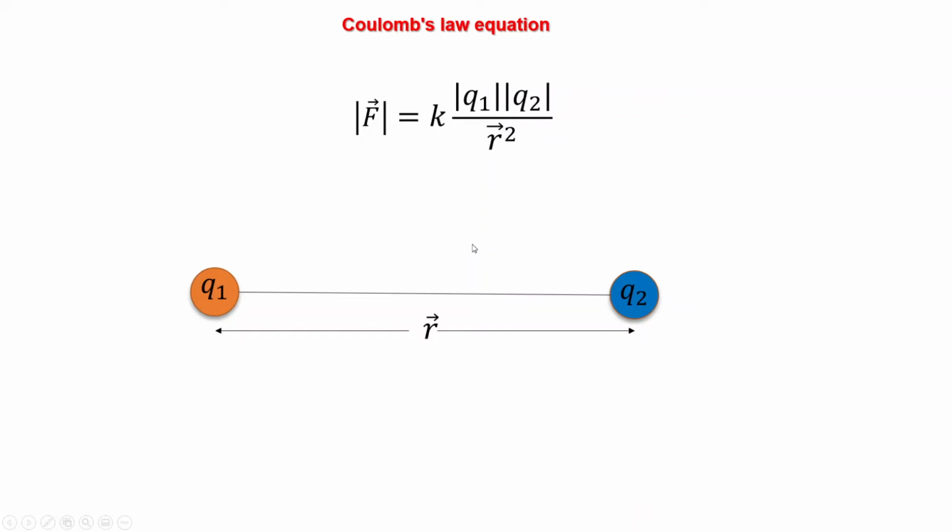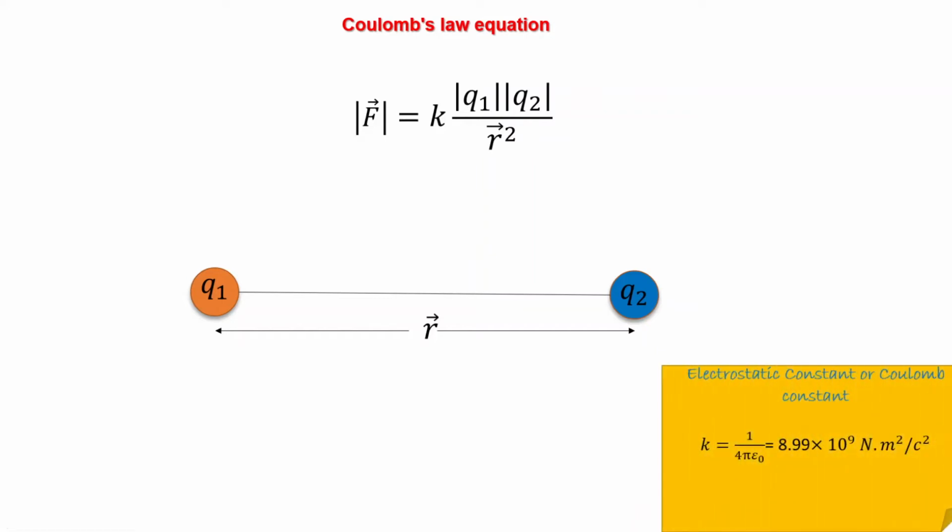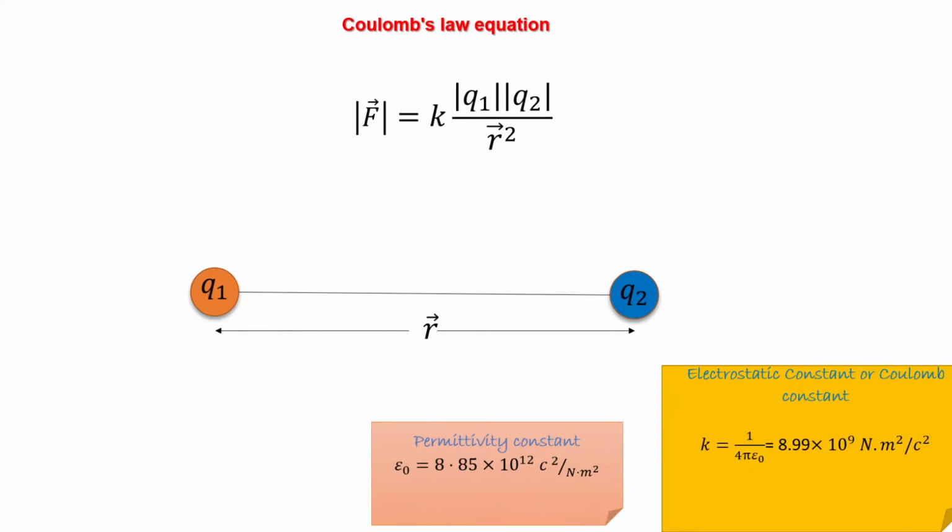What is K? K is the electrostatic constant or Coulomb constant. It is equal to 1 over 4 pi epsilon 0. That is an important constant, 8.99 times 10 to the power 9, and epsilon 0 is the permittivity constant. The unit of electric charge is the Coulomb.